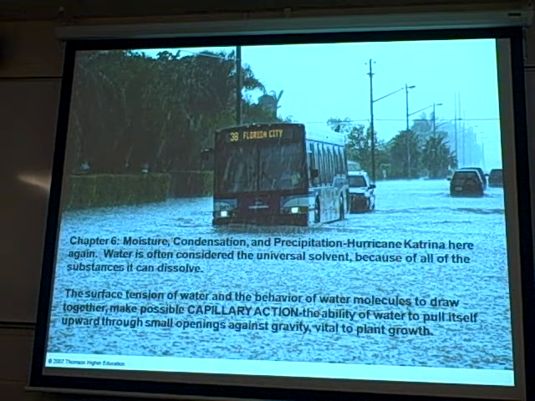The first of which is capillary action. In a nutshell, if there's a puddle of water and you touch it, the water will cling to your finger. Well, that's capillary action. That's the ability of water to pull itself upward against gravity. And this is very important to plants, as you could imagine.